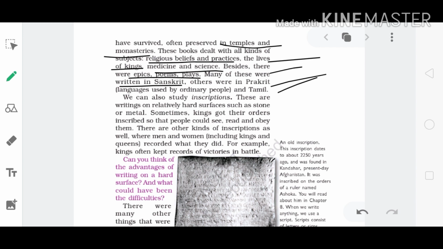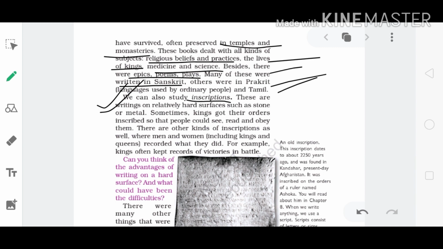Also, the manuscripts dealt with topics like religious beliefs, practices, lives of kings, how they lived, medicines and science. Besides manuscripts, there were epics, poems, plays, etc. What happened in those eras, and the poems written by the various authors and poets, everything was written in the manuscripts. And what language was used? Sanskrit, Prakrit, and Tamil. So next we have inscriptions.